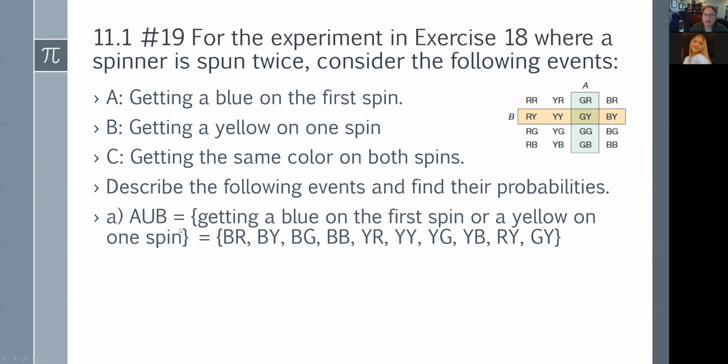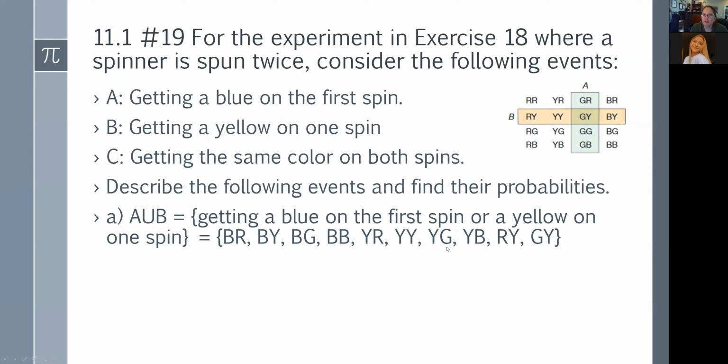A union B, that would be getting a blue on the first spin or a yellow on one spin. So we could have blue red, blue yellow, blue green, blue blue. We could have a yellow and then a red. Now this one, I wasn't quite sure if I should consider it to be part of the event or not. So event B was getting a yellow on one spin. I wasn't sure if they meant at least one spin or exactly one spin. They could have been a little bit clearer on that one. I decided to go with at least one spin, so I included yellow, yellow.